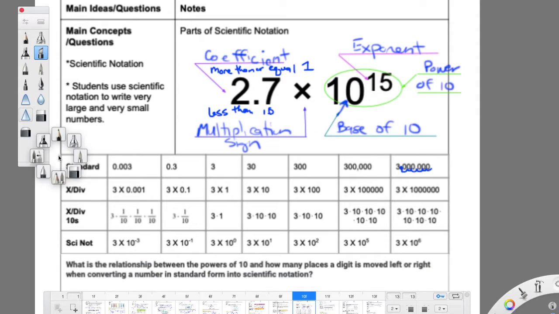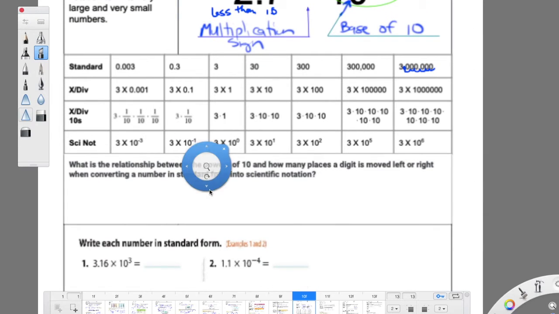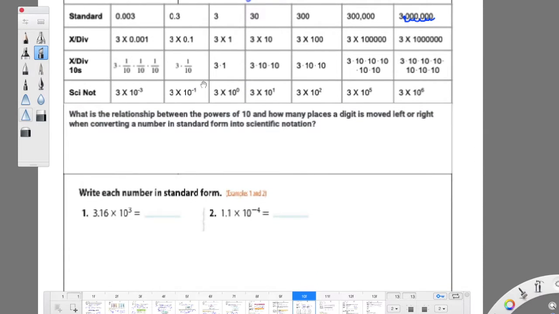All right. Whoa, forgot I'm using the wrong tool here. Let's move down, and we are going to take a look at the next piece.